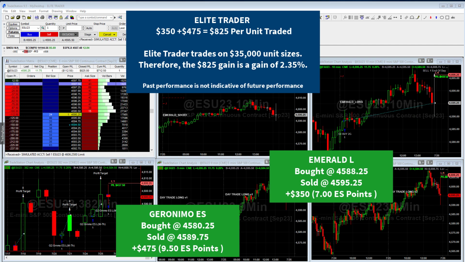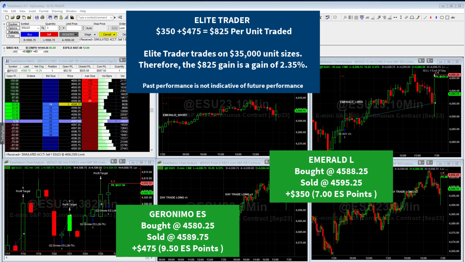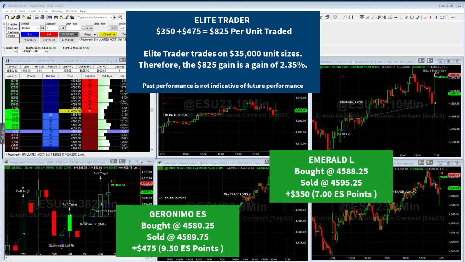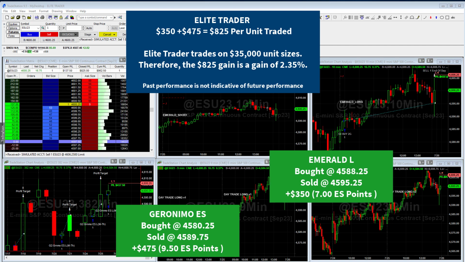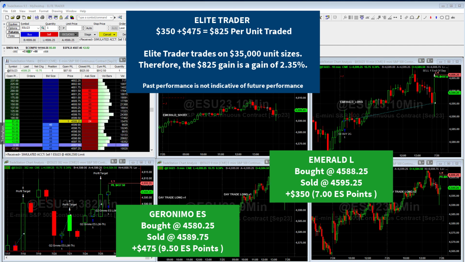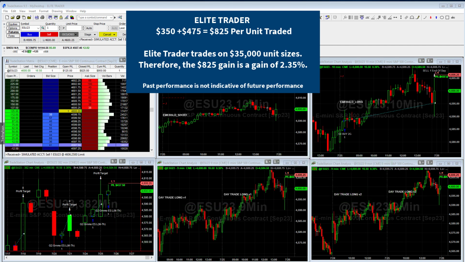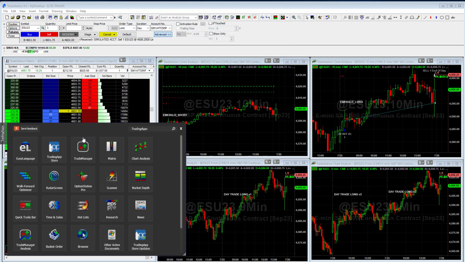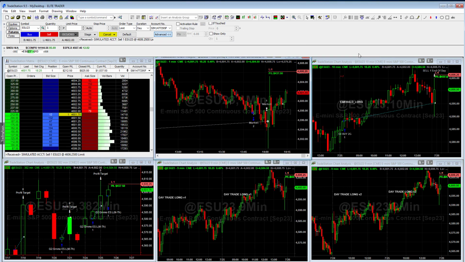Now, if you look at the totals, for the Elite Trader, again, that trades all 5 of these strategies. It's up 350 from this trade, plus another 475 from the Geronimo ES. That means that it was up about $825 per unit traded. Now, it does trade on $35,000 unit sizes, so the gain was about 2.35%. So not bad, really, for a couple trades that we had.